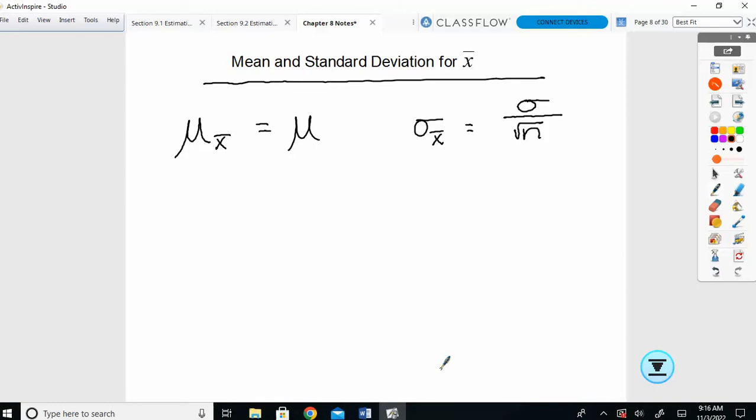So just like everything else, we're not memorizing these. It's on our formula sheet. Chapter 8, first bullet, mean and standard deviation for the sampling distribution of X bar. And it's right there.